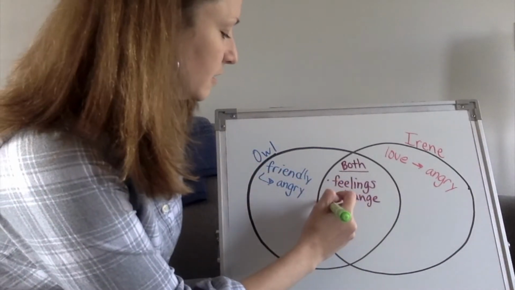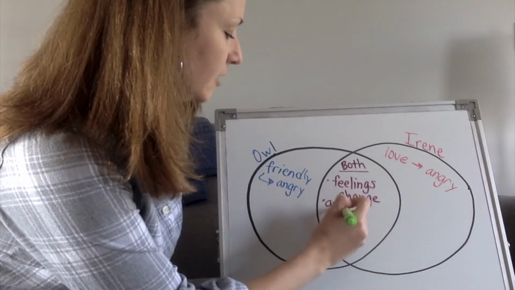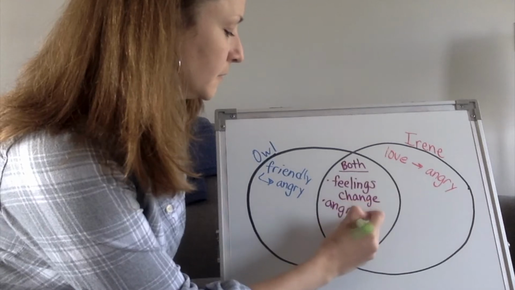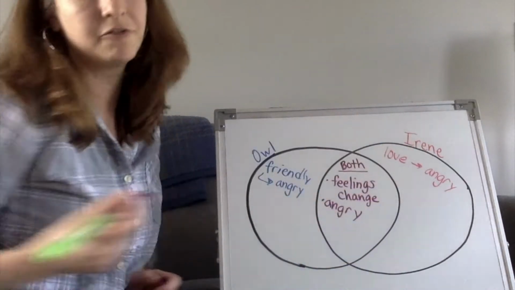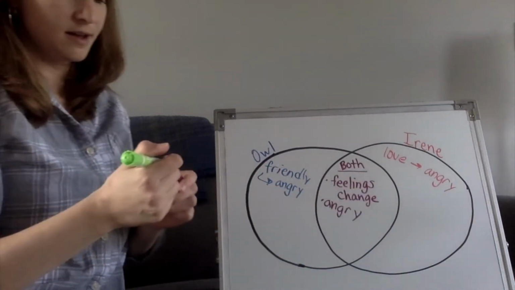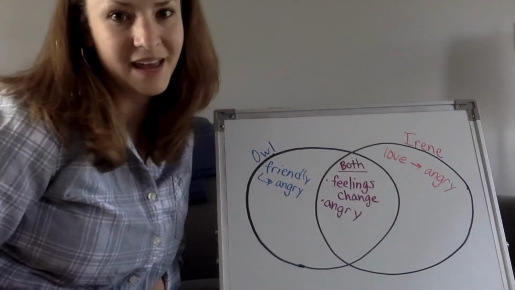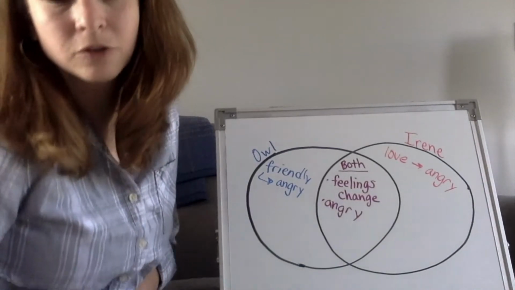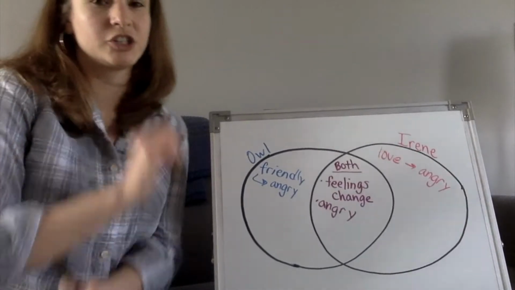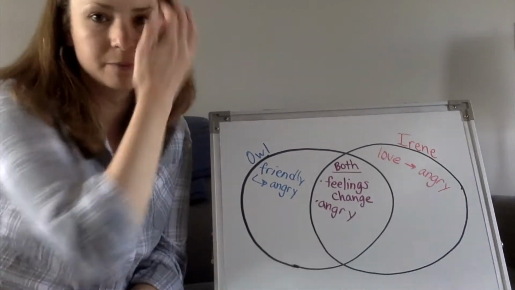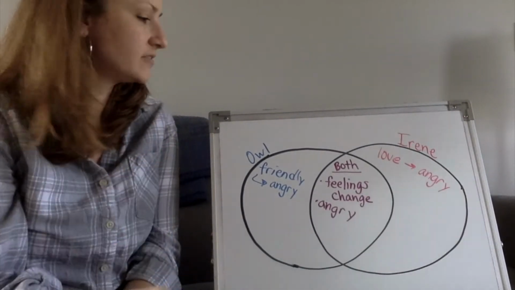Yeah, in the middle. They both felt angry at one point. So their feelings changed and they started out feeling differently, but at another point in the story, they felt angry. So we're going to move ahead to some of our character traits, the words that we can use to describe these characters. And I have some written down.